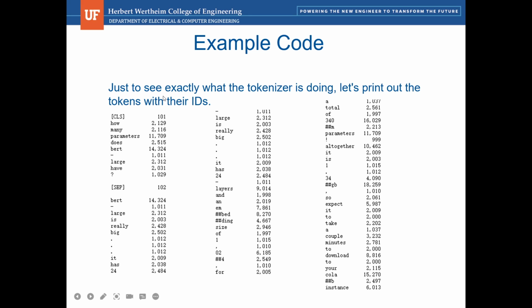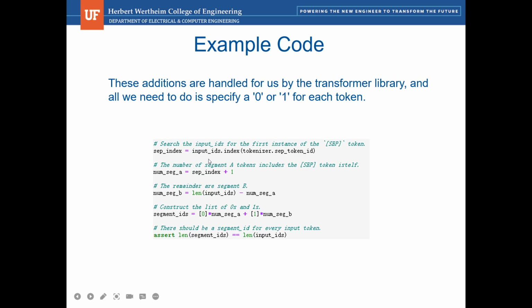And just to see exactly what the tokenizer is doing, I print out the tokens with their IDs. This is all the tokens. Actually, you can see one word is one token. We've concatenated the question and answer already, but BERT still needs a way to distinguish them.